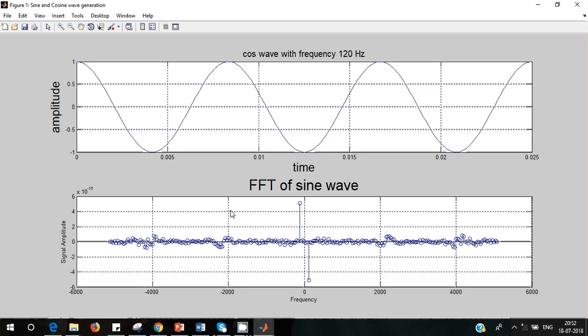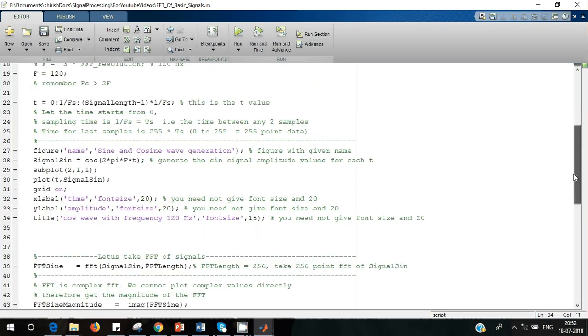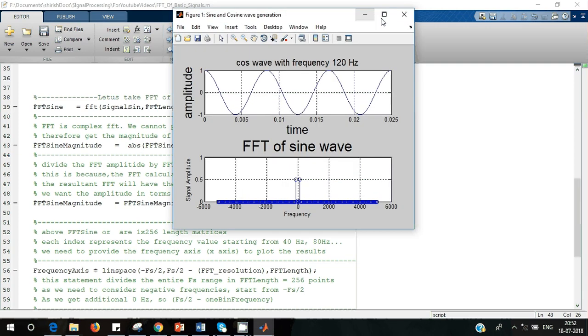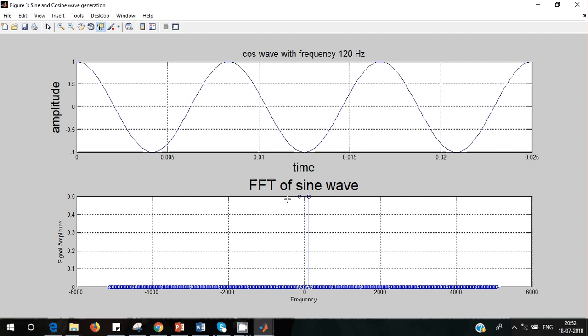We have taken the imaginary part of cos. Cos is a real signal. It is not having any imaginary part. Therefore, you can see the amplitude is very small. It is simply noise, nothing but 0. So we have plotted it as the imaginary part. If you plot the real part or absolute value, you can see the FFT of the cos wave also. It is again the same thing: minus 120 hertz and plus 120 hertz with an amplitude of 0.5.